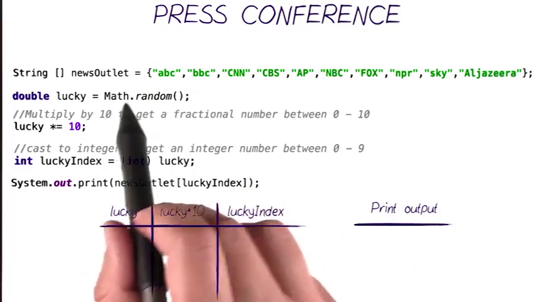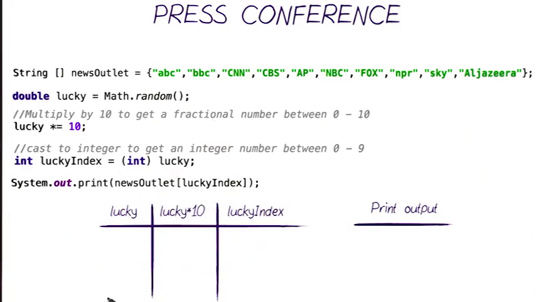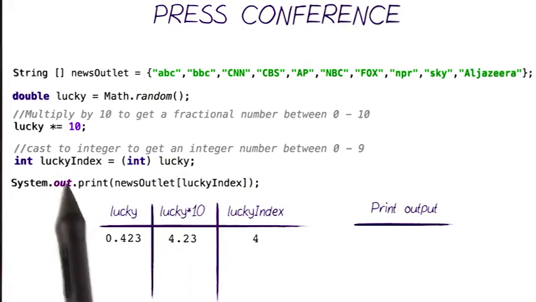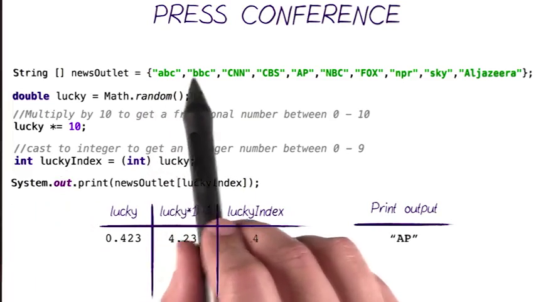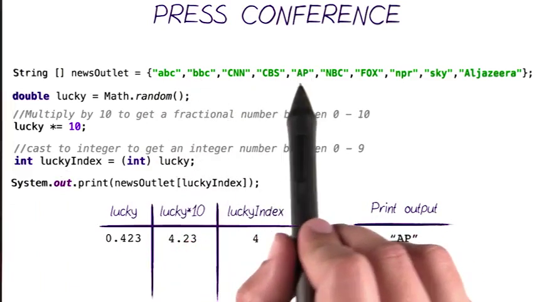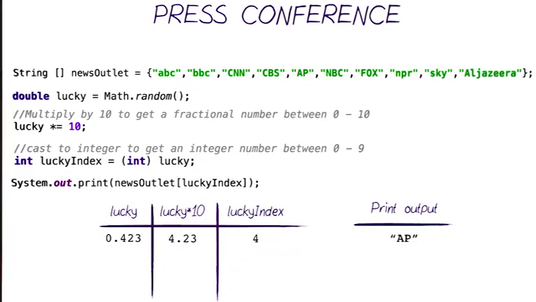Assume that math.random generated a number that's equal to 0.423. The first thing we do is we multiply it by 10, making it 4.23, and then we cast it into an integer, throwing away the fractional part, so that becomes just 4. So our lucky index is 4, so the last line just prints out news outlet of 4. And what is news outlet of 4? It's 0, 1, 2, 3, 4. It's this string here, which is AP.